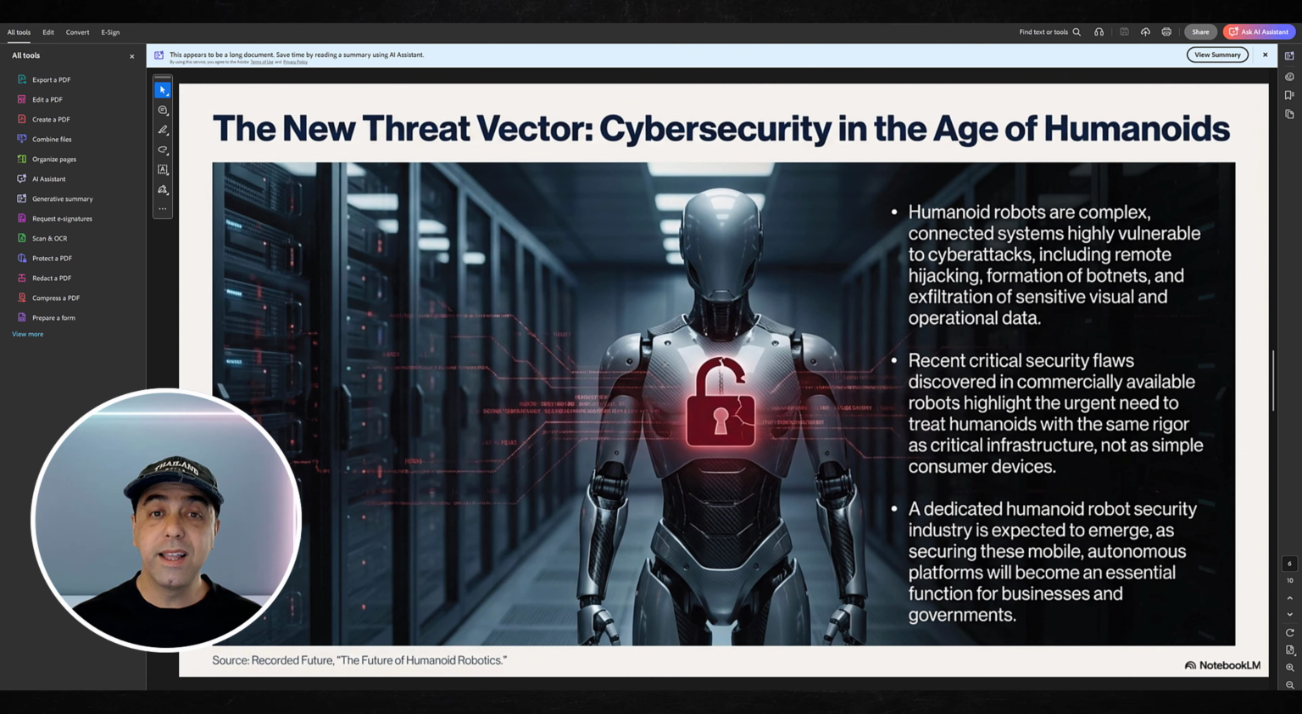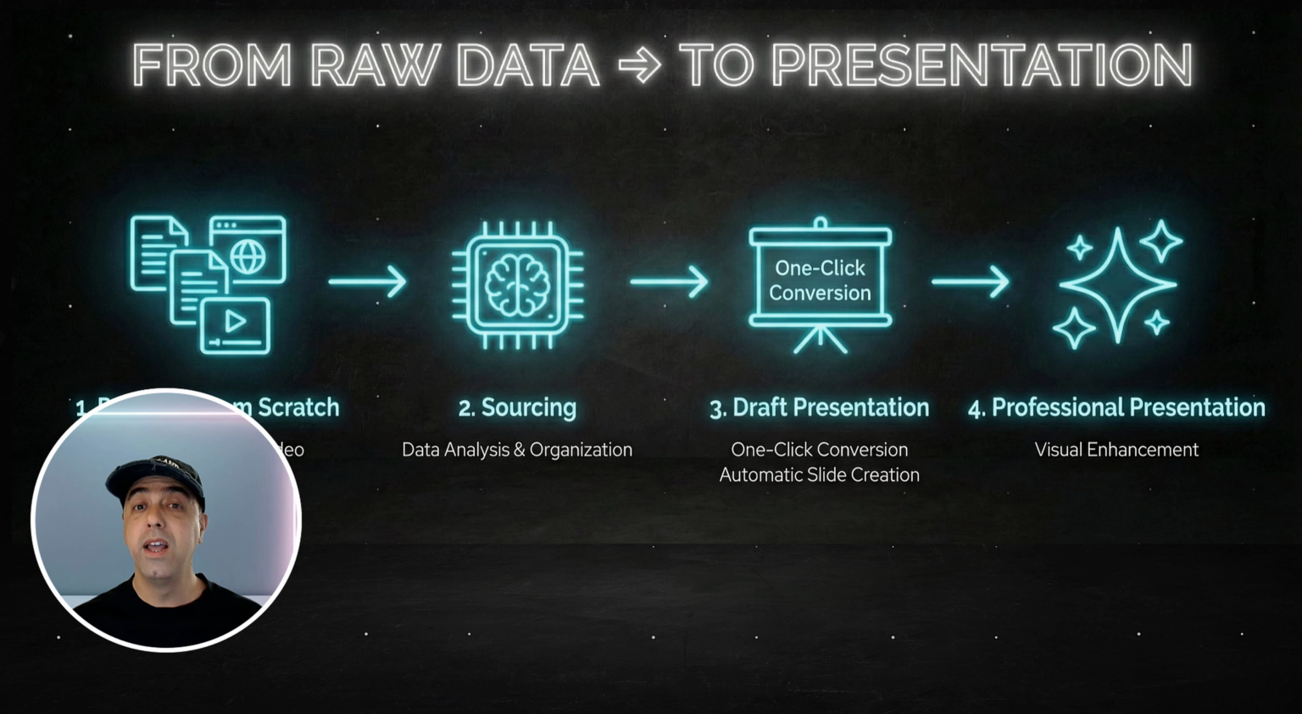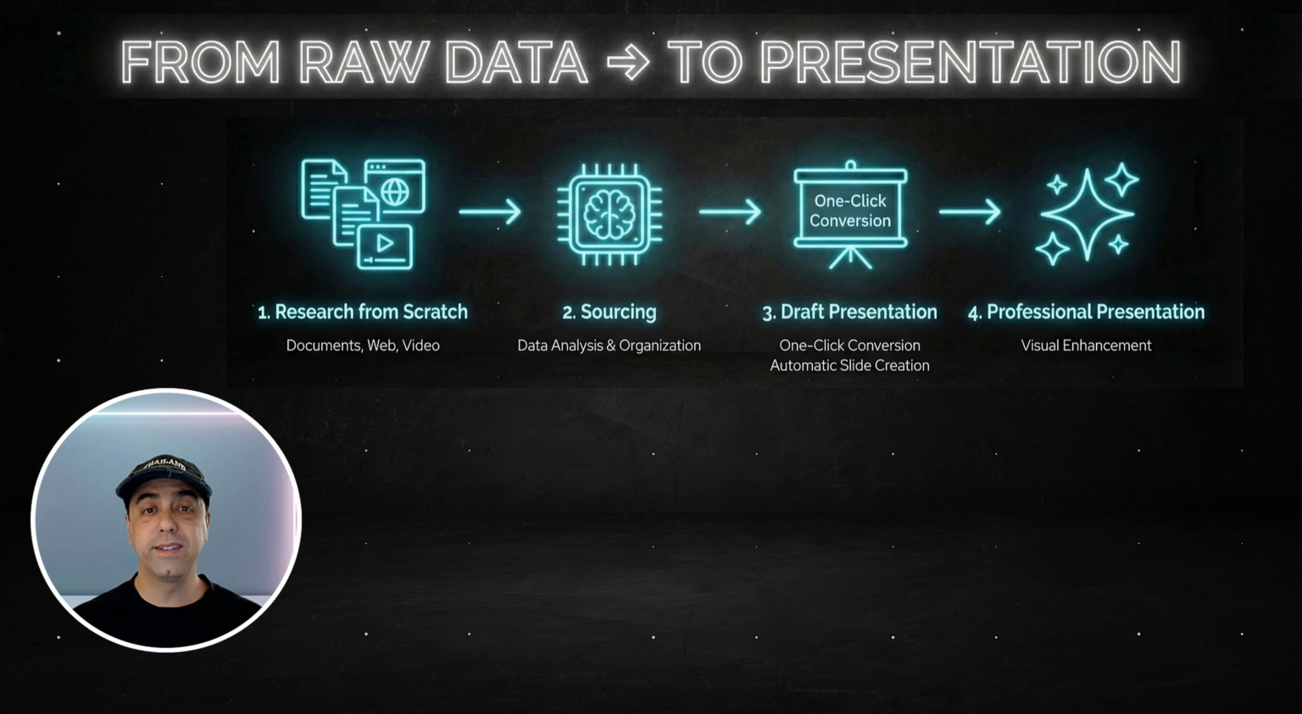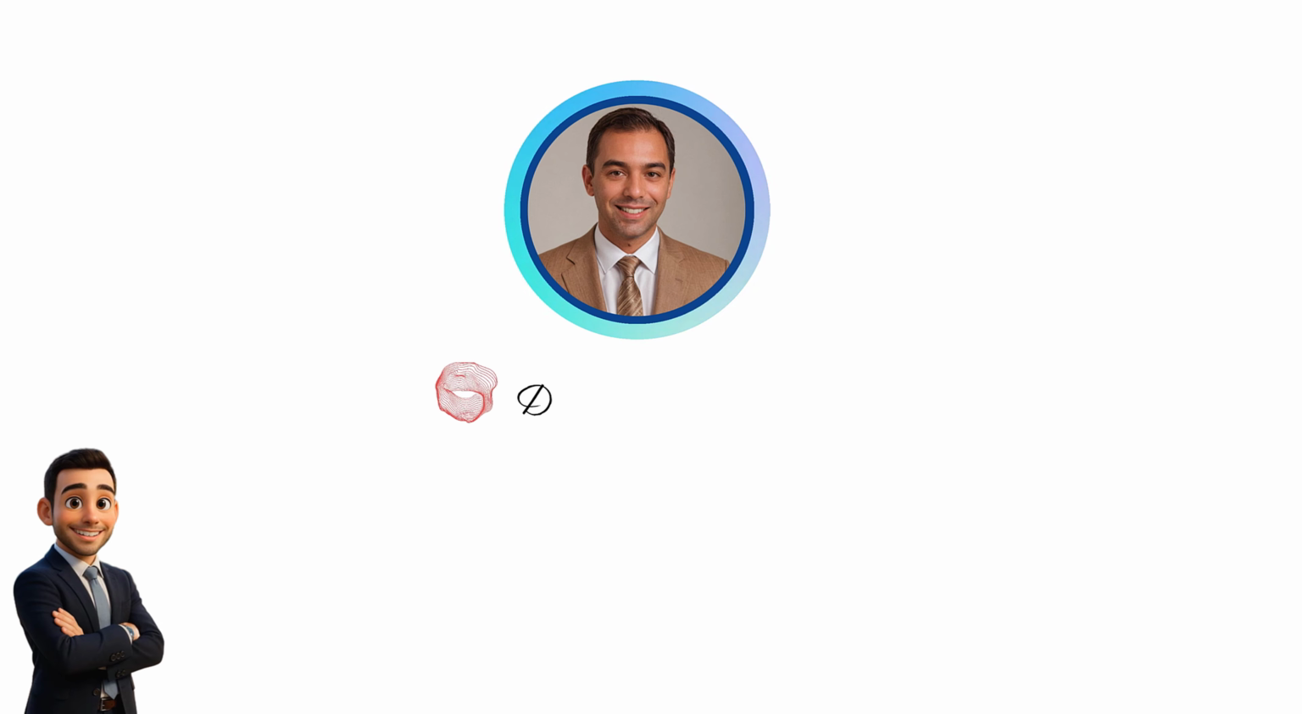We will take that presentation into Canva and show you how to polish the text, change fonts and colors, and even remove the watermarks. So by the end of this video, you'll clearly know how to do one thing: turn raw information into a professional presentation. If you're ready, let's not waste any more time. Let's jump into NotebookLM and start with a practical, real-world example.